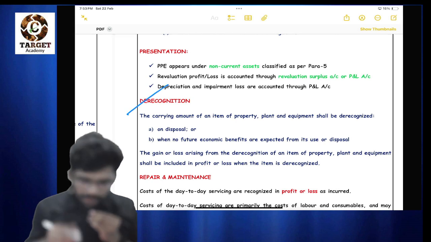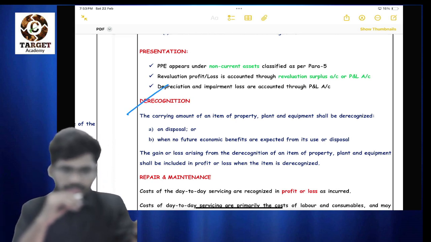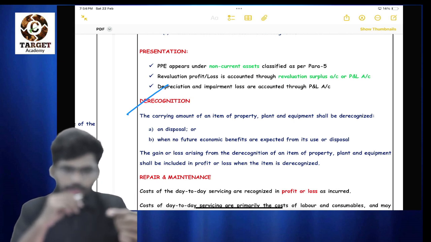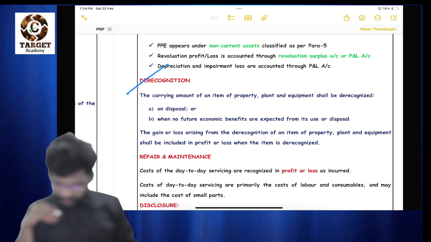So you need to learn about derecognition. Derecognition means simply we need to remove it from the balance sheet, eliminate it from the balance sheet. Suppose, for example, you are selling one asset, you should derecognize that. Basically, an asset should be recognized only when we have a future economic benefit. If no future economic benefit will come, then please derecognize that.